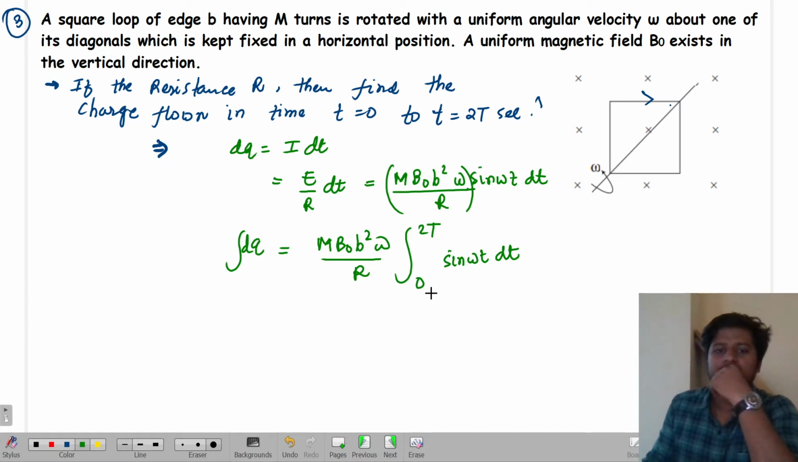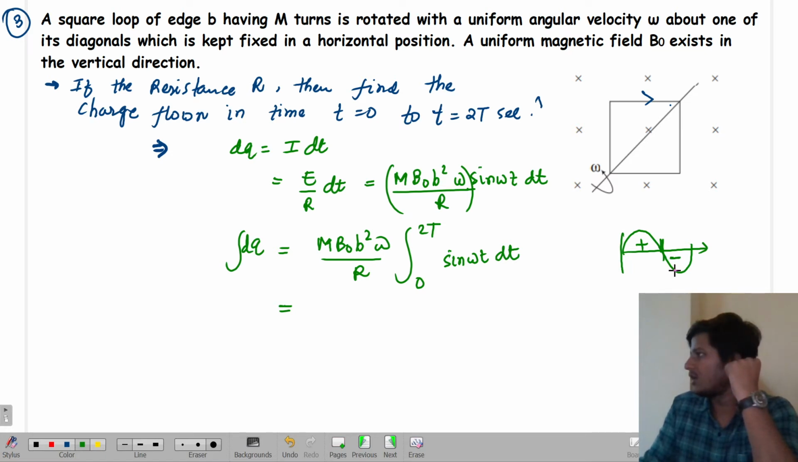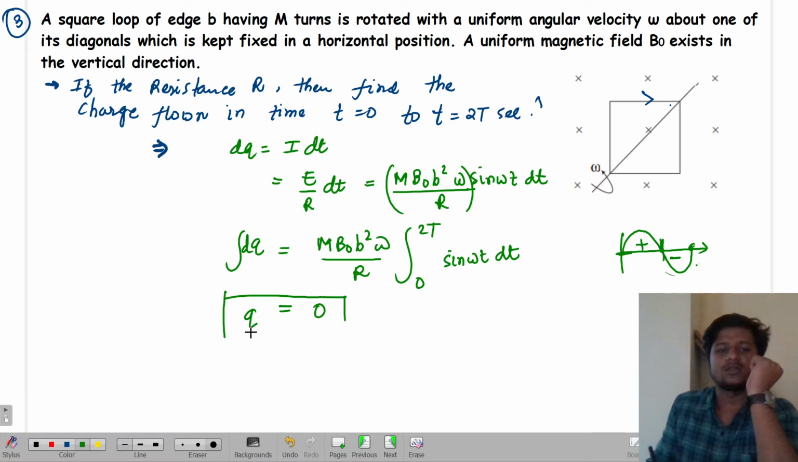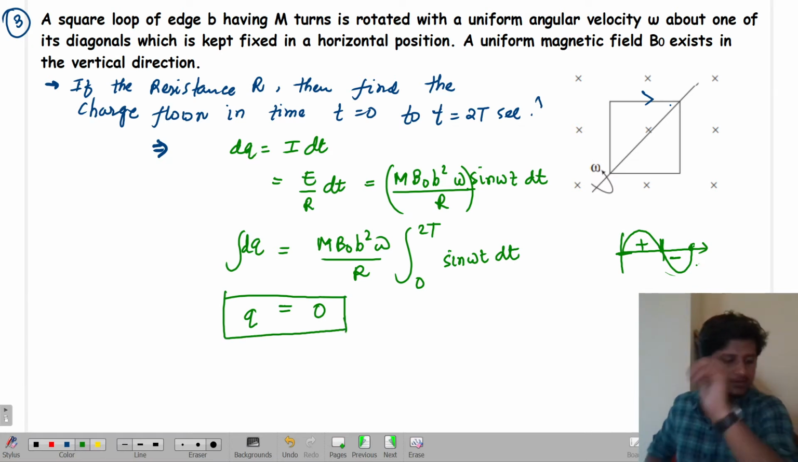Yes or no? Now the integral of sine omega t from 0 to 2t is again how much going to be? Look over here. It is again a double time period, or not? From 0 to t the sine will be positive. From t to 2t it is going to be negative, or not. So if I take the integration from here to here, what will be the total area of the curve? 0, or not? So the answer, the total charge flown within this time, is 0. Got it or not?